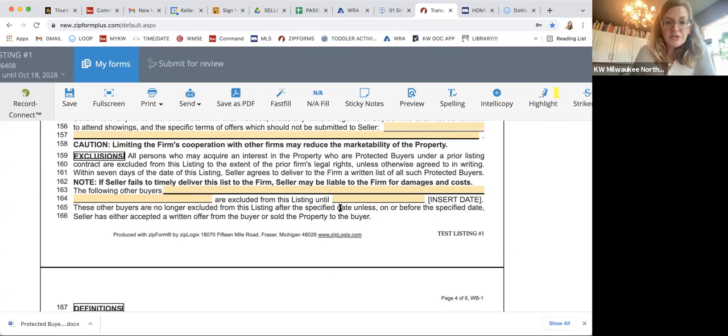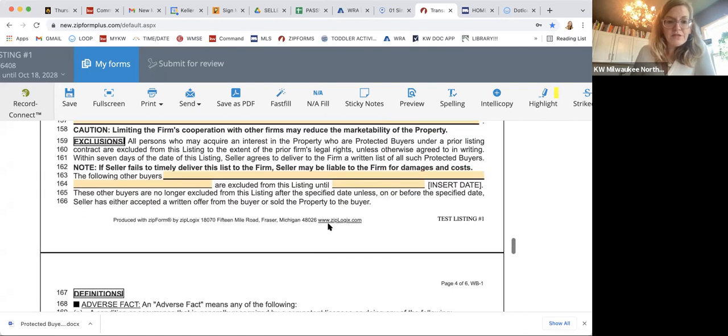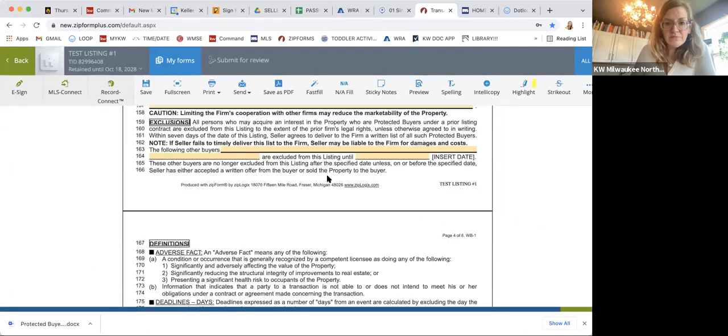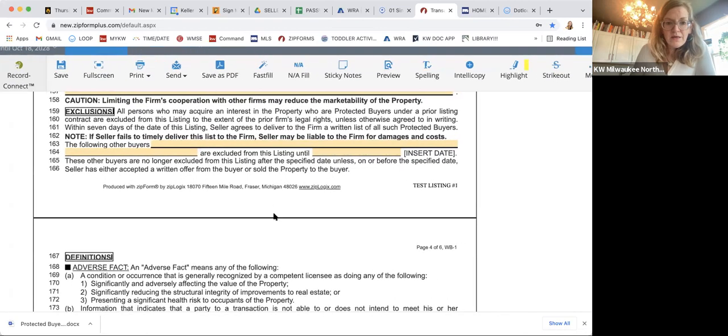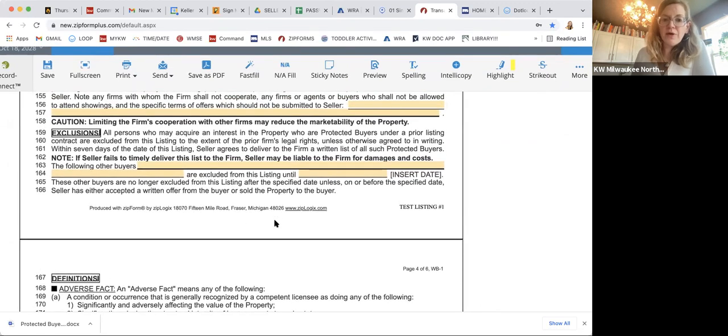Now we're getting into exclusions. All persons who acquire an interest in the property who are protected buyers under a prior listing contract are excluded from this listing to the extent of the prior firm's legal rights, unless otherwise agreed to in writing. Within 7 days of the date of this listing, seller agrees to deliver to the firm a written list of all such protected buyers. So this is where you would indicate excluded buyers to this listing contract.